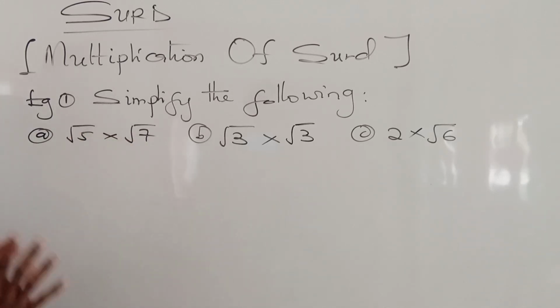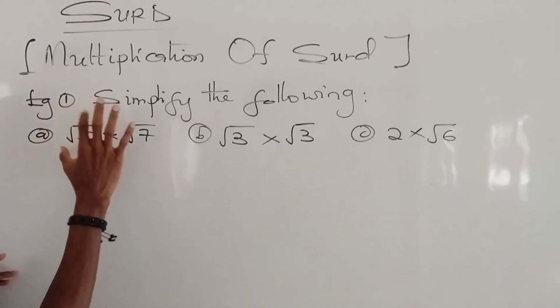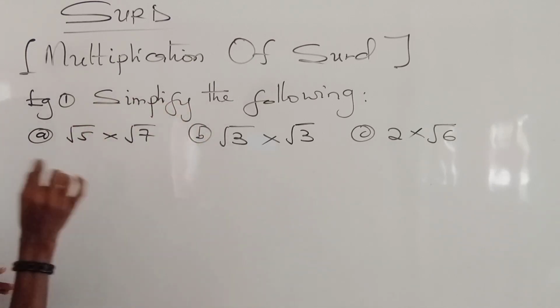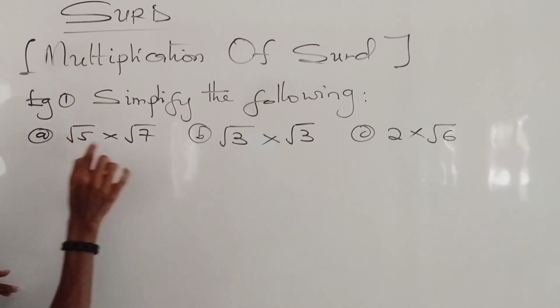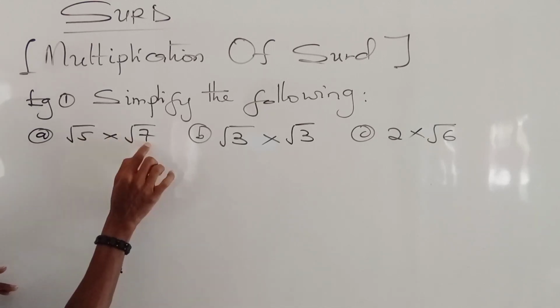I hope you understand up to this point. So both of them have a square root sign in it, but the only thing here is that the values are different. This is 5 and this one is 7.